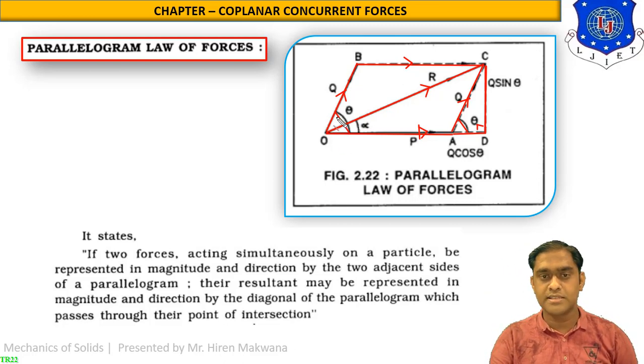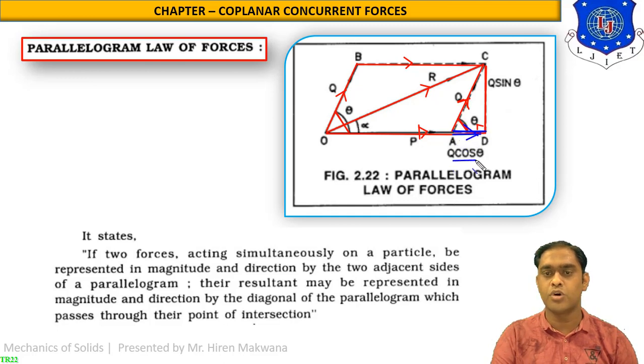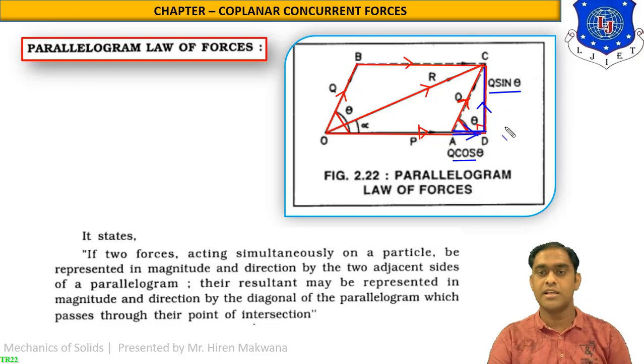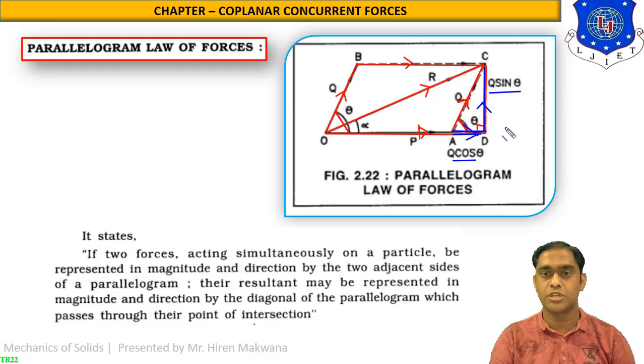Okay, so this theta and this theta both are corresponding angles. So with the help of the corresponding angle phenomenon, these angles are theta. Now this is force Q, which is inclined at an angle theta with horizontal. So you can remember from the geometry that line AD, you can see from the figure, will be the horizontal component, which is represented by Q cos theta, and line CD will be the vertical component, which is represented by Q sin theta. So Q cos theta and Q sin theta are two components of the force Q.